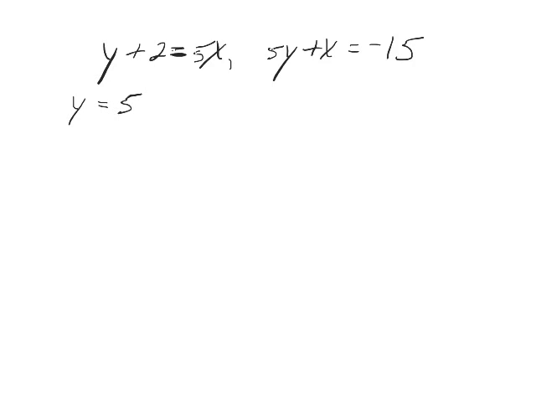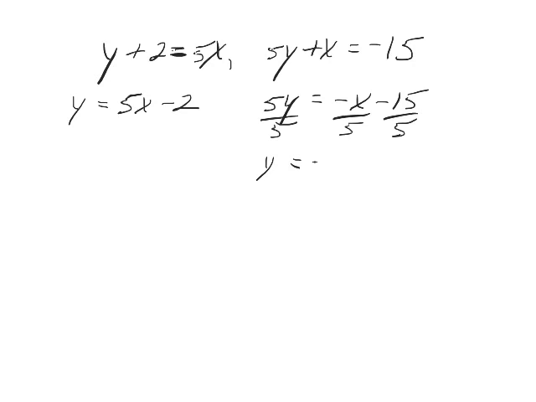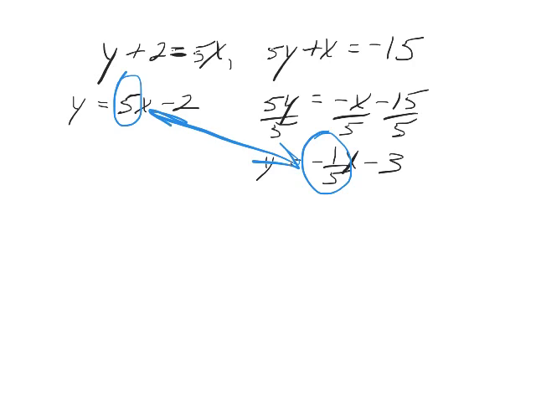y = 5x - 2, slope-intercept form. 5y = -x - 15. Divide both sides by 5. And we have y = -1/5 x - 3. Okay, so what we're going to look at is the slope only. So we're looking at that number and that number. Well, the two are negative reciprocals of each other, so therefore they are perpendicular.